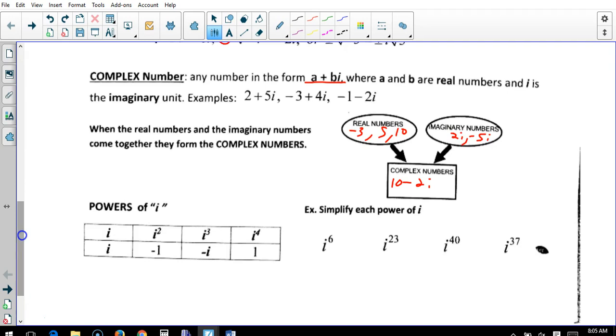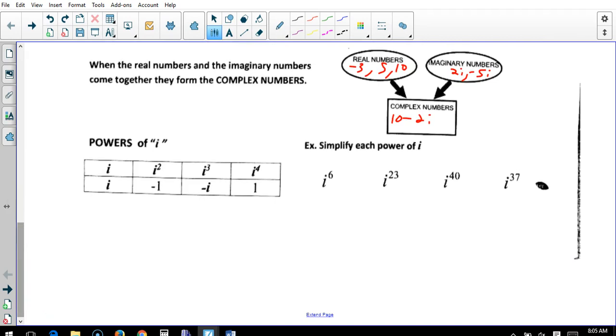Okay, now this, the powers of i. You just simply need to know this because we're going to learn a shortcut with this. So i is obviously just i. i squared is negative 1. i to the third power is negative i, and i to the fourth power is 1. Now why is i to the fourth power 1? Well, that's because you get i squared times i squared equals i to the fourth, right? And since i squared is negative 1 times negative 1, that equals positive 1. So you can always work backwards and figure this out.